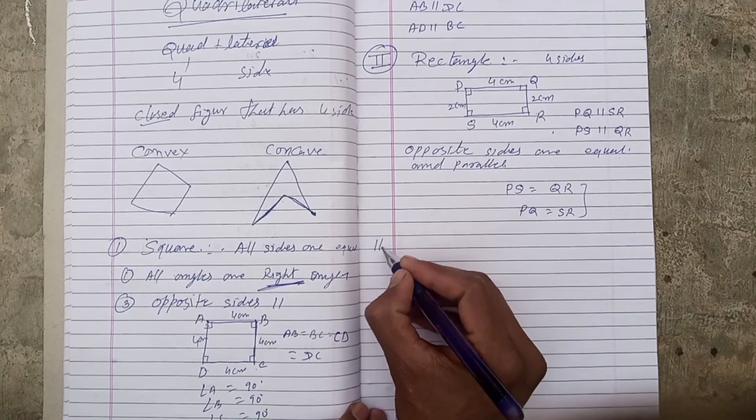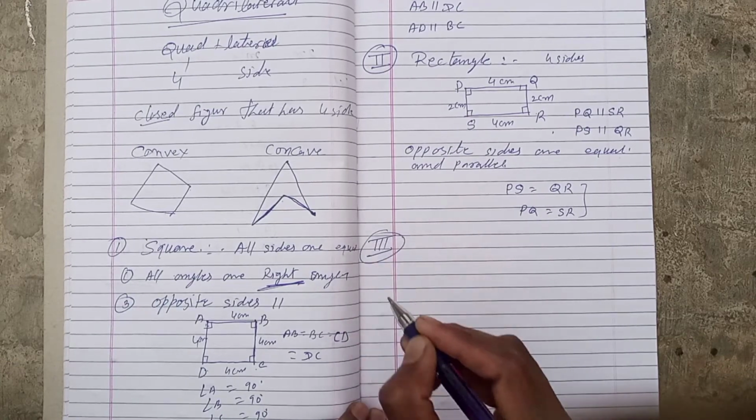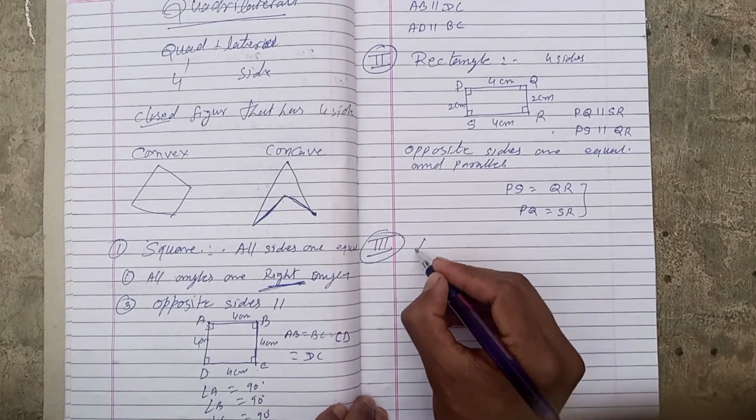Next, number three, the quadrilateral is called the rhombus.